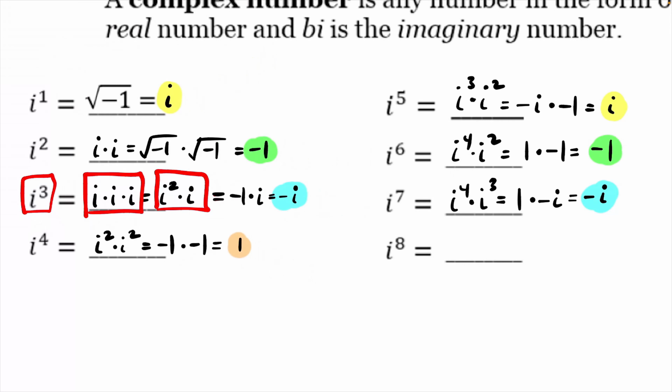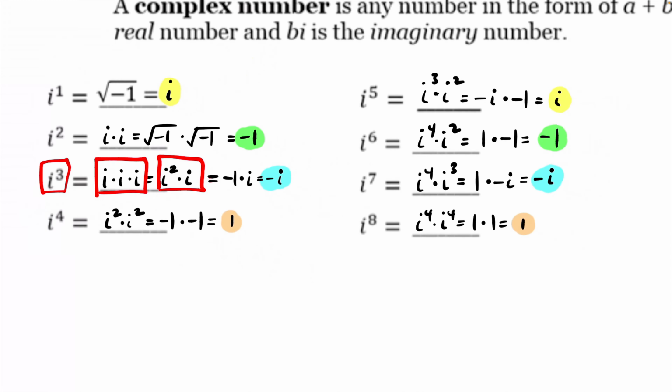What do we think i to the eighth is going to be? Positive 1, right? Let's prove it. i to the eighth would be i to the fourth and i to the fourth. i to the fourth is positive 1. i to the fourth is also positive 1. That's 1. So there looks to be a pattern. What would i to the ninth be? What's the next one in the pattern? i, right? What would i to the tenth be? Negative 1. i to the eleventh, negative i, twelfth, 1. It's a pattern, right? How many times does it repeat?